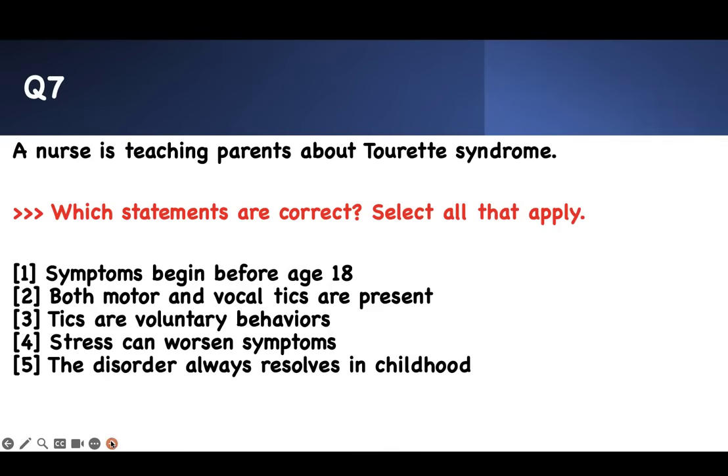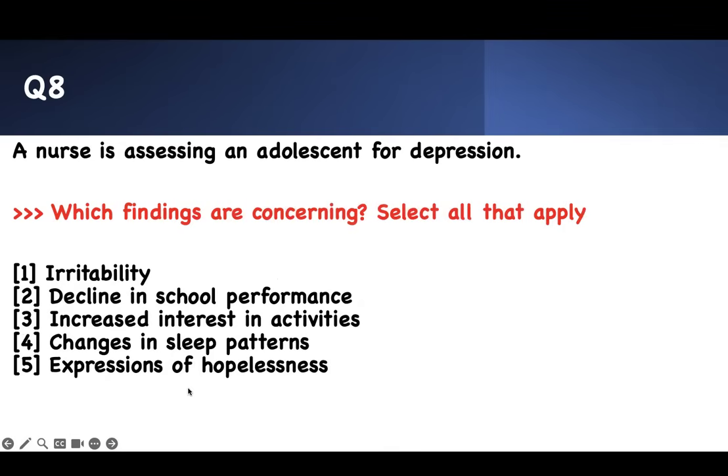And the last question. This is assessing an adolescent for what? Depression. You know the key. They're not going to be sad. Which findings are concerning? Select all that apply. They are irritable. They decline in school performance. There's increased interest in activity. There's a change in sleep pattern. They express hopelessness. What are the key concepts of childhood depression?